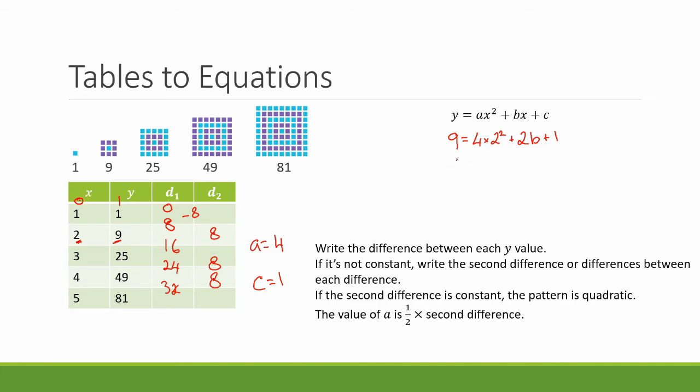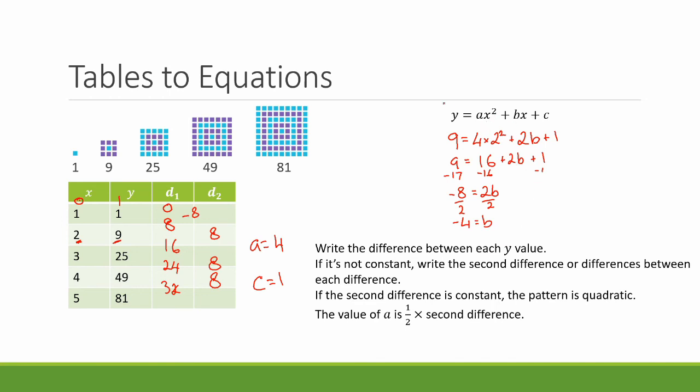So now we have 9 equals 4 times 2 squared. 2 squared is 4, so 4 times 4 is 16, plus 2b plus 1. So now I can take away the 16 and 1 and put them on the other side. So take away 16, take away 1. So let's take away 17. So 9 take away 17 is negative 8. And that equals 2b. Okay, so now I've just got to get rid of this 2 here by dividing by 2. So my b value is negative 4.